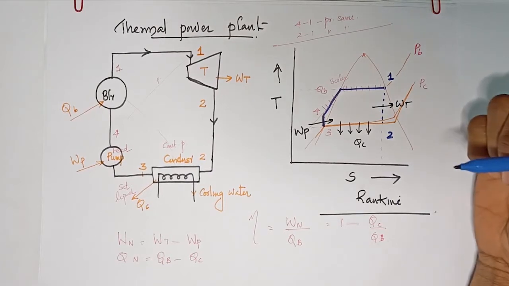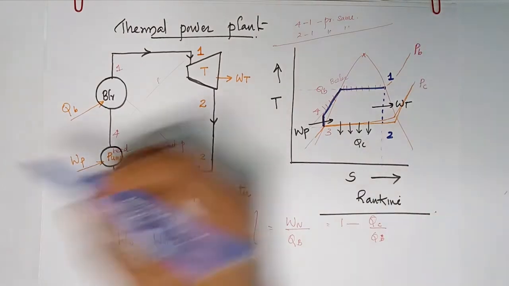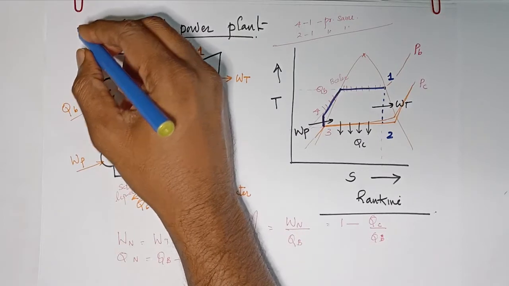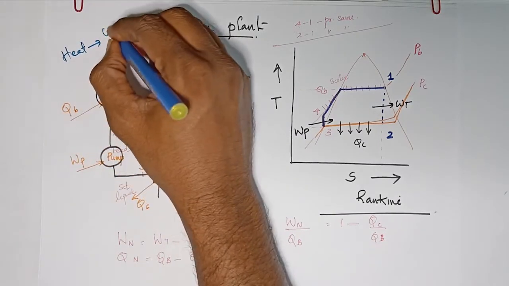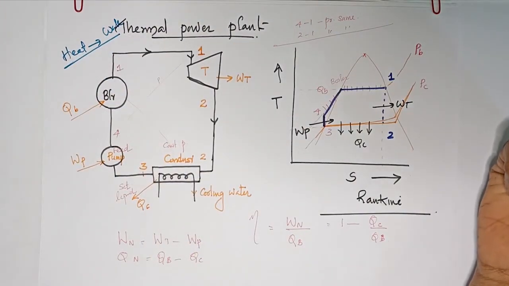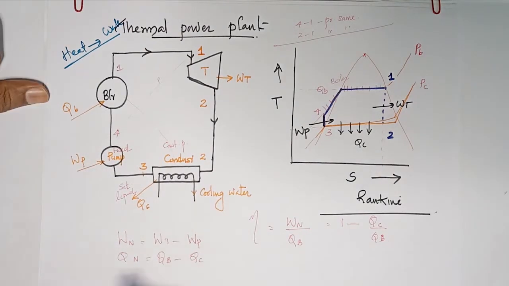Actually, in India and in the world, most of the energy is produced from thermal power plants. In a thermal power plant, as I told you in the last session, heat is being converted into work or power. Heat into work. So in any thermal power plant, we can see four things. What are the four things?